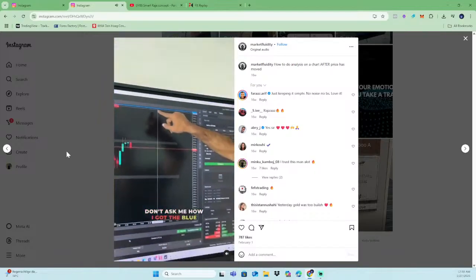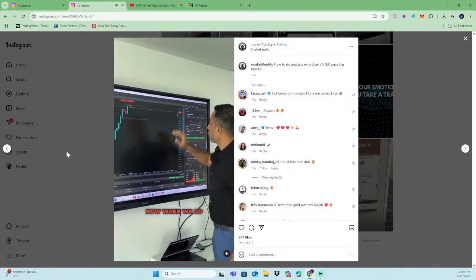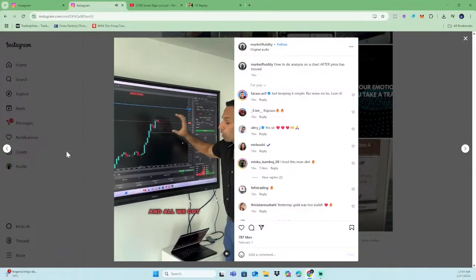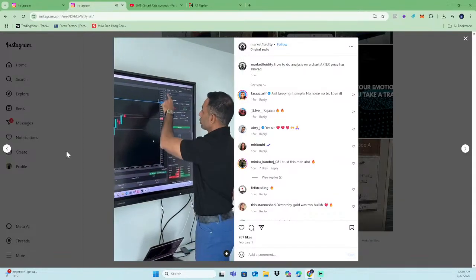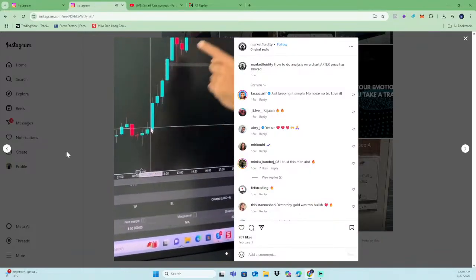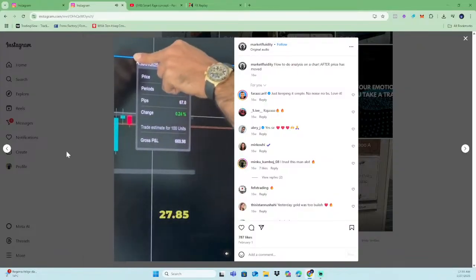Don't ask me how I got the blue line. Look to the left-hand side and you're going to see exactly where I got it. Now, when we go back to a 30-minute time frame, this is all what we're looking at. We're basically in this zone, and all we've got to do is wait for price to either break below 27.71 to push down 100 pips, or break above 27.78 to 27.85, 67 pips.